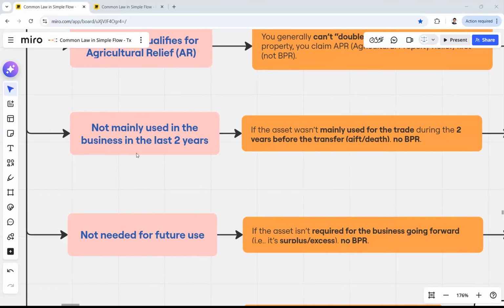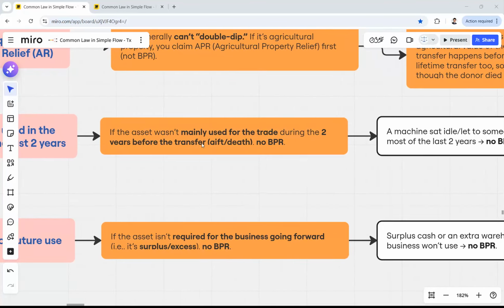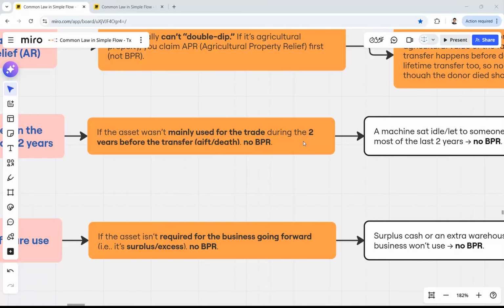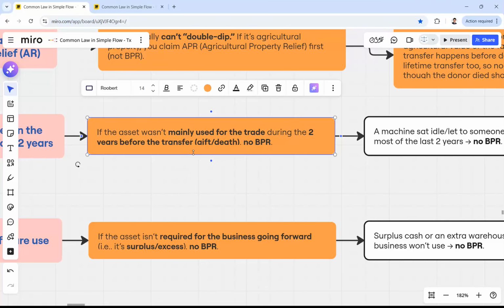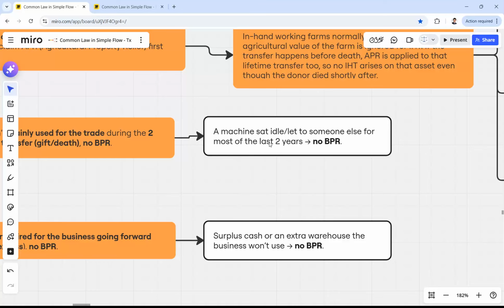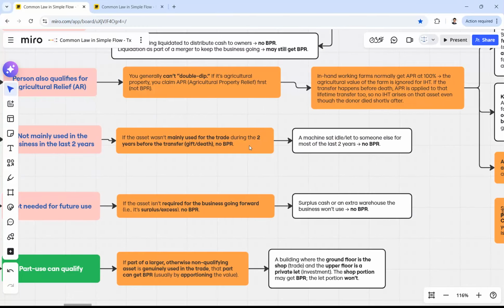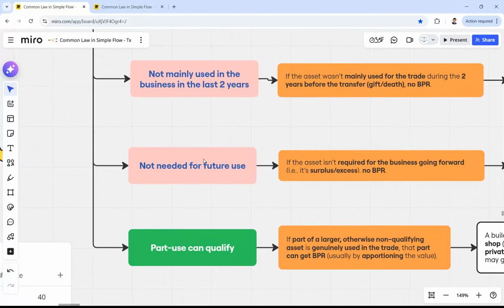Not mainly used in the business in the last 2 years. This is straightforward. If the asset wasn't mainly used for the trade during the last 2 years before the transfer, a gift or death, no business property relief. A machine sat idle or let to someone else for most of the last 2 years, no BPR. So the machine wasn't used, or it was leased to someone else, so it was not used for business purposes. That's why it will not get any BPR.